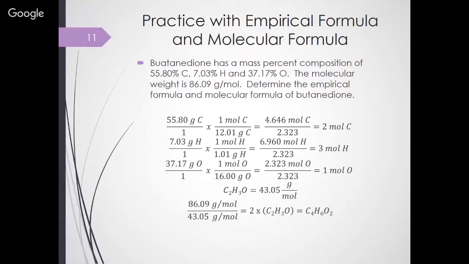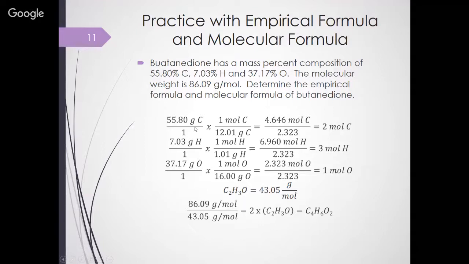So, first of all, I look at my percentages and I simply change them into the number. So I just drop the percent sign and say that's how many grams I have, because I'm just going to assume I start with 100 grams because that's just the easiest thing to do. Otherwise, you've got to do some extra math, and who wants to do extra math? So I take these numbers and I make them into grams: 55.80, 7.03, 37.17.